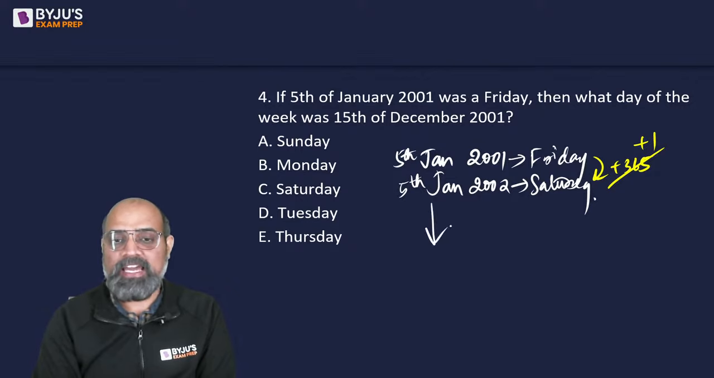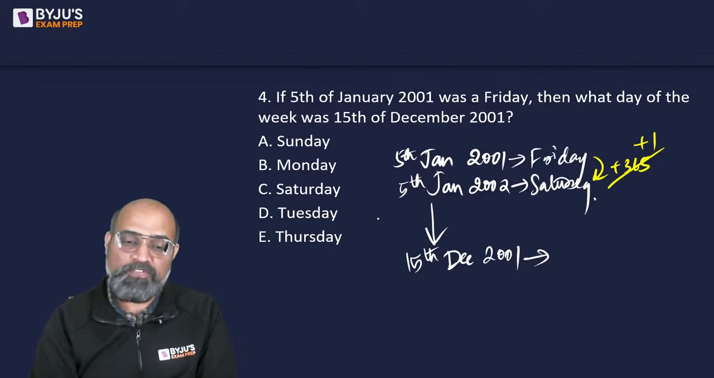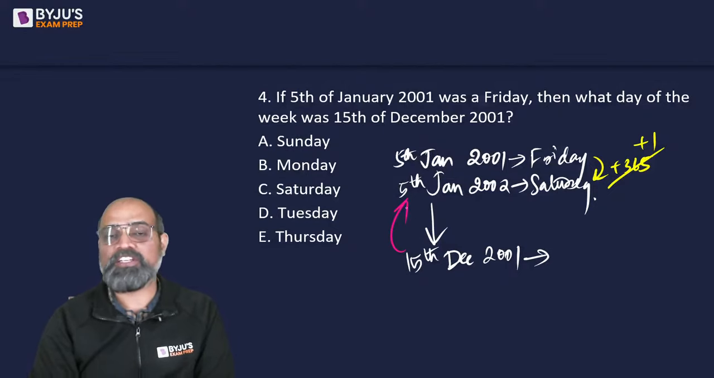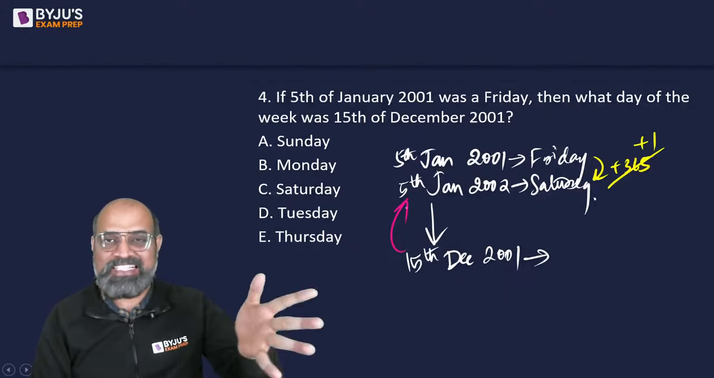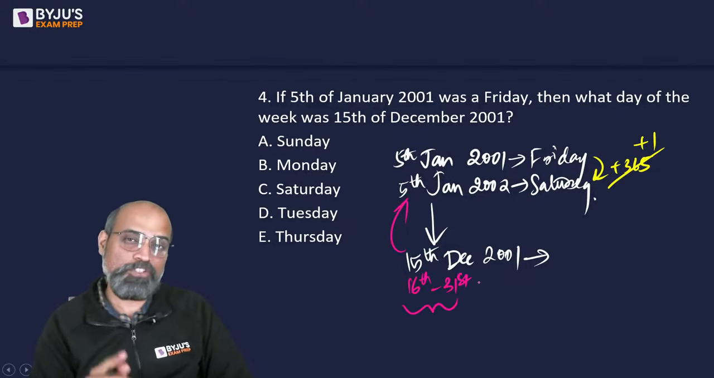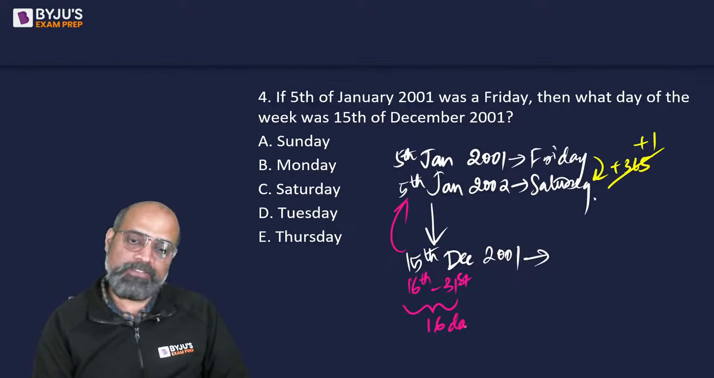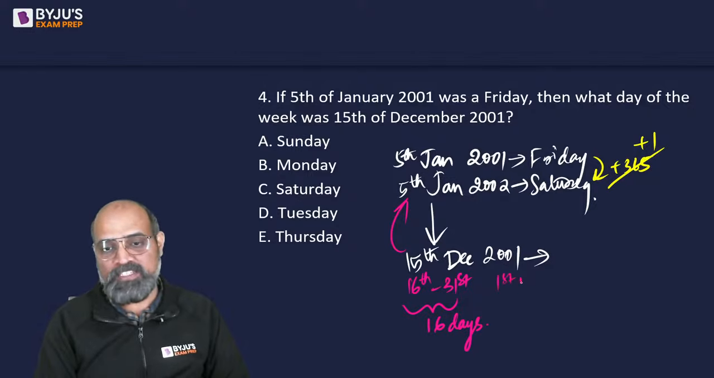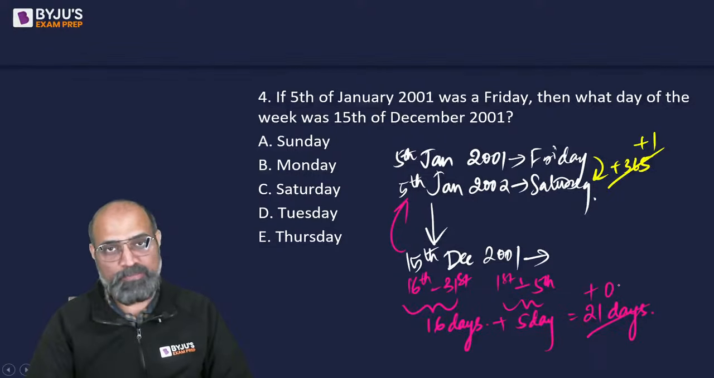Now I will backtrack and try to move to 15th of December 2001. So from 15th of December 2001 to 5th of Jan 2002, how many days do I have to cross? From 16th of December to 31st of December, how many days are these? These are going to be 16 days. And then from 1st Jan to 5th of Jan, these are another 5 days. That means this is a total of 21 days, and 21 days is nothing but 0 odd days, because 21 is perfectly divisible by 7.